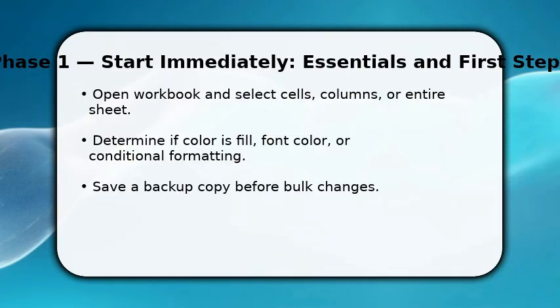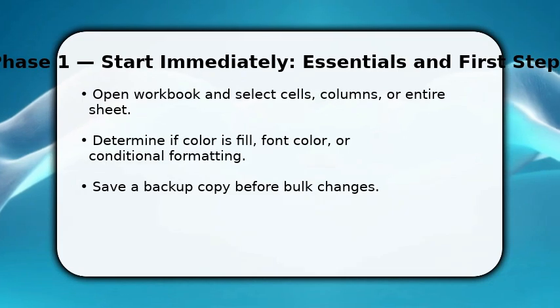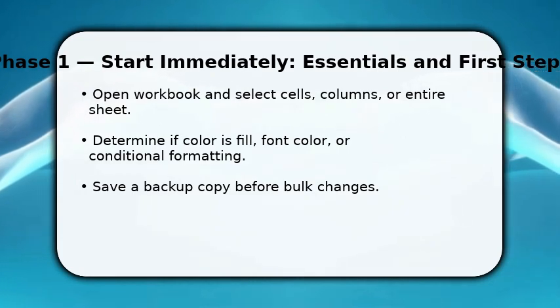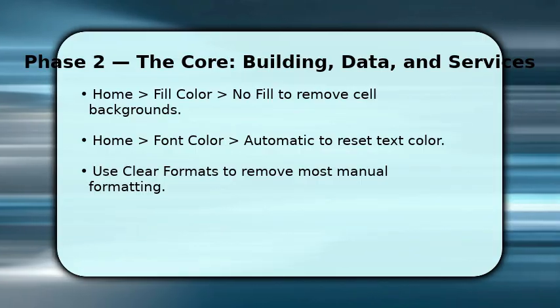Once done, move to the Home tab to remove fills or formatting. This is the first actionable step. You will now remove the visible colors. On the Home tab, choose Fill Color and pick No Fill to clear background shading. For text color, open Font Color and select Automatic to restore default text appearance.